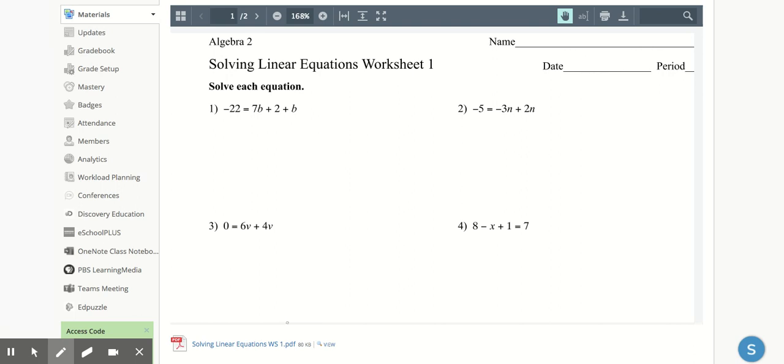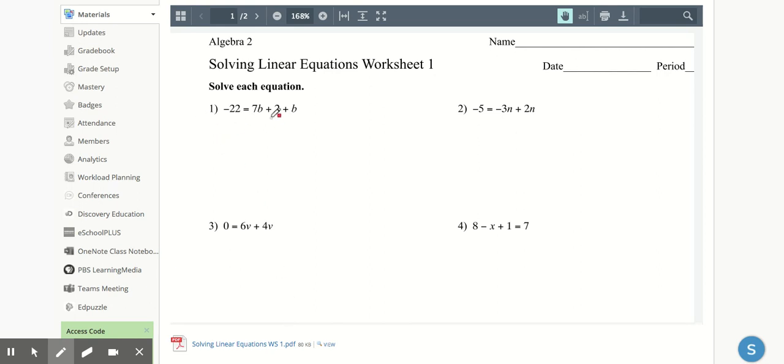Okay, so we are going to take a look at reviewing solving linear equations from Algebra 1 before we move forward with Algebra 2 content. So this is the Solving Linear Equations Worksheet 1, and I'm going to walk you through a few problems to get you started, and then you'll finish off the worksheet for homework.